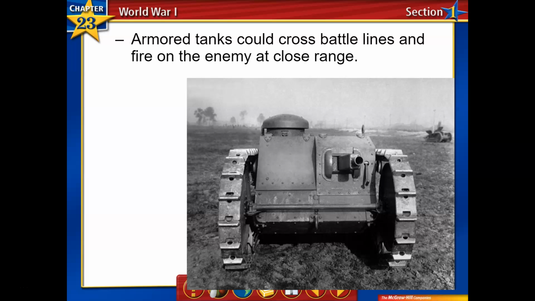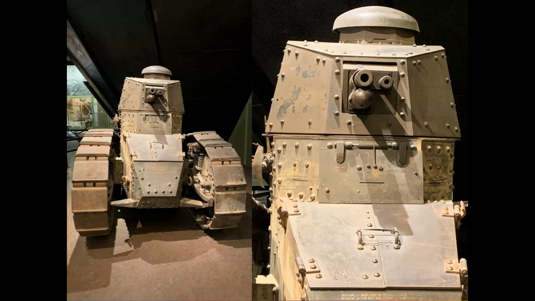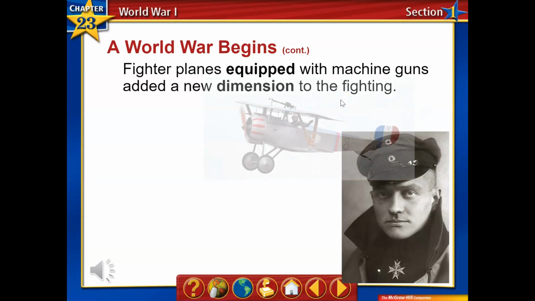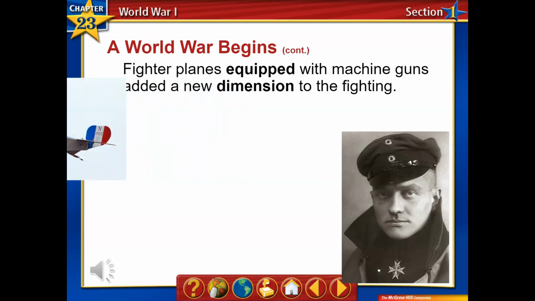You also have some of the first armored tanks, starting, of course, with the Germans, and then later on with the British and the French, that were able to cross battle lines. It did not have a very long range, but certainly they could fire at close range. Especially with some of the early ones, they were getting stuck in trenches. But the whole goal was to try to use this to help soldiers advance, and also to cross over enemy lines.